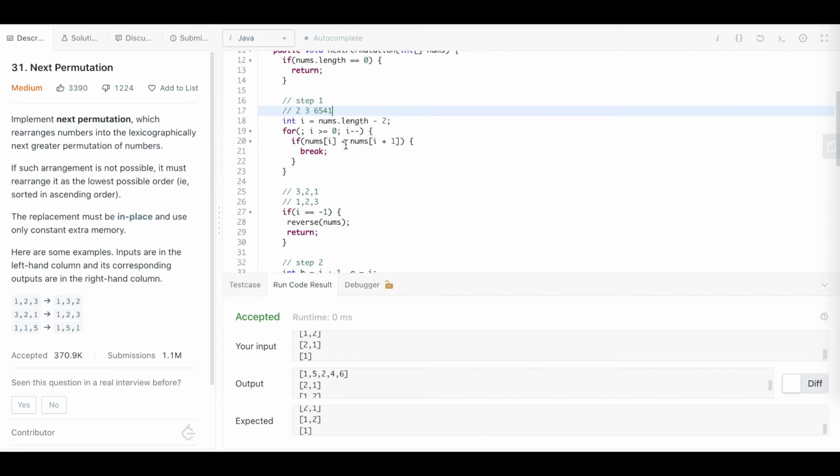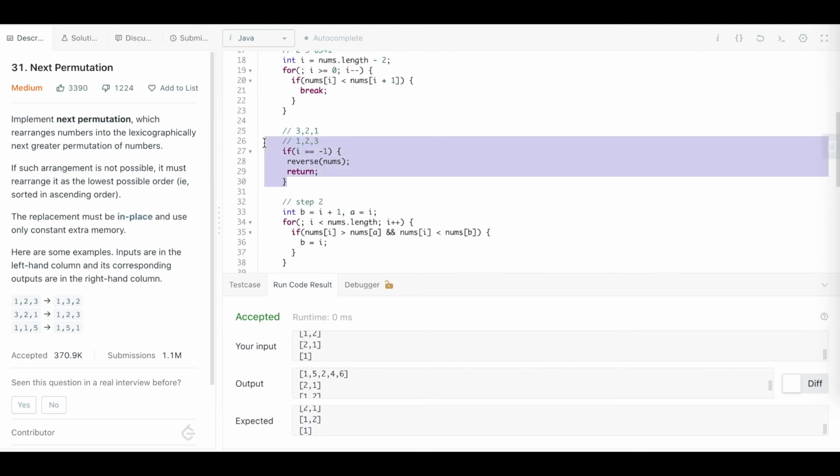We compare the current digit with the previous digit. If the current digit is smaller than its previous digit, it means that it's not in natural order, in increasing order, anymore. This is step 1.